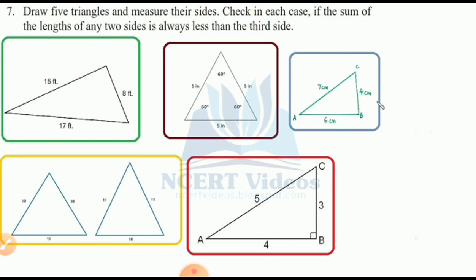Let's check here. 5 triangles are given. First is a scalene triangle. Second one is an equilateral. Third one also is not possible. Just check any 2 sides. All 3 are not possible. Here also 3, 4, 5. That is also not possible. AB is equal to 4, BC is equal to 3 and AC is equal to 5. 4 plus 3 is 7, 5 is less than that, so not possible. Now 5 plus 3 is 8, 4 is less, not possible. Same way 5 plus 4 is 9, that is also not possible.